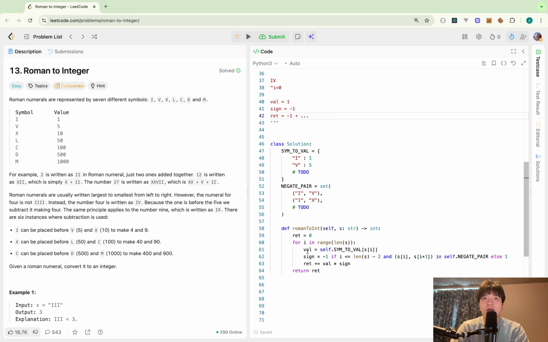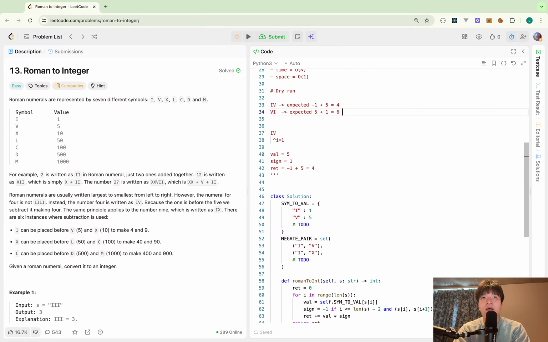Okay, next. Now i is the index 1. Here bar should be 5 and sign should be 1 because i is not less than length minus 2. Length minus 2 is 0, which is smaller than 1 actually. So now I get 5 times 1 is 5, so I get this. And this is the end of the iteration, so I return 4. Good. I passed this test case.